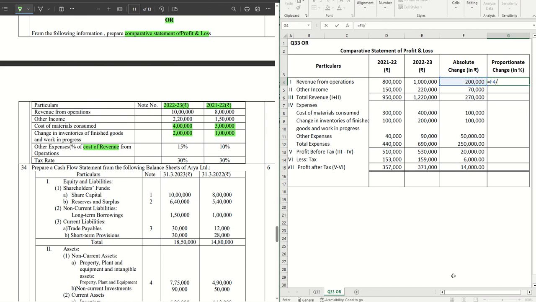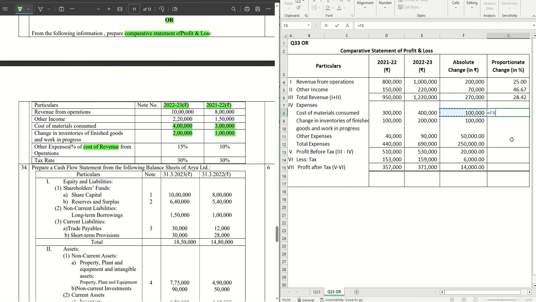So for revenue from operations, the absolute change divided by previous year figures into 100 will give you the answer, 25% that we are getting, right? Again, leave your answers to two decimal places. Similarly, for other income, it will be 70,000 divided by 1,50,000 into 100. So that gives me 47.67 percentage. Same for the total revenue. I will do 2,70,000 by 9,50,000 into 100, right? That gives me the percentage, which is 28.42.